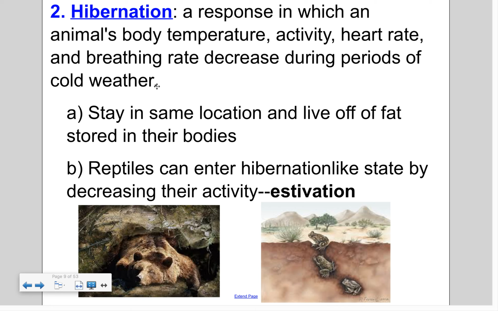Another type of seasonal behavior is hibernation. When temperatures drop or conditions get colder, an animal will feed up, eat a lot of food, gain a lot of fat, and then decrease their body temperature, activity, heart rate, and breathing rate, and live off of their fat reserves. Reptiles do the same thing, but we don't call it hibernation. We call it estivation, a hibernation-like state where they decrease their activity.